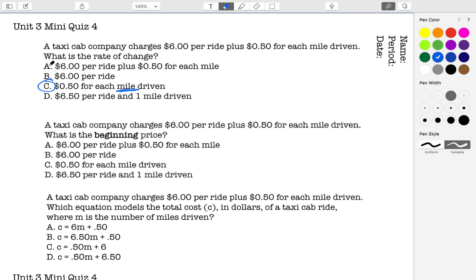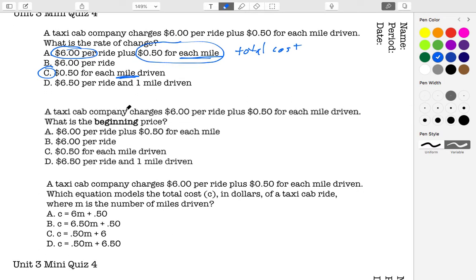Now, if you said that it was A, because you saw that it had each mile here, the fact that it includes this is now more about total cost, not just your rate of change. So yes, it does have your rate of change in here, but it doesn't have only your rate of change. You see the difference between A and C? Okay. Now, the next one is the same kind of problem.